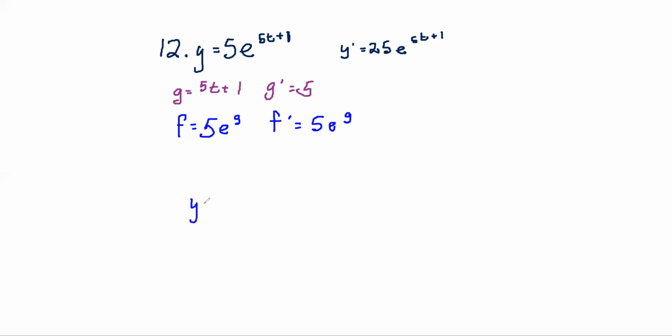We're going to say that y prime is equal to 5e to the 5t plus 1 times 5, or 25e to the 5t plus 1.